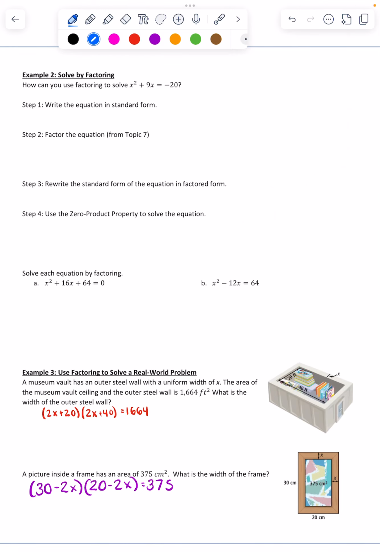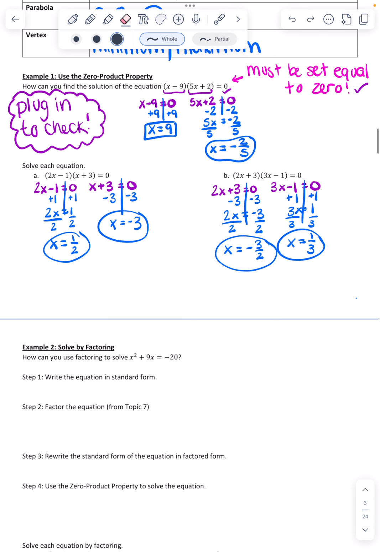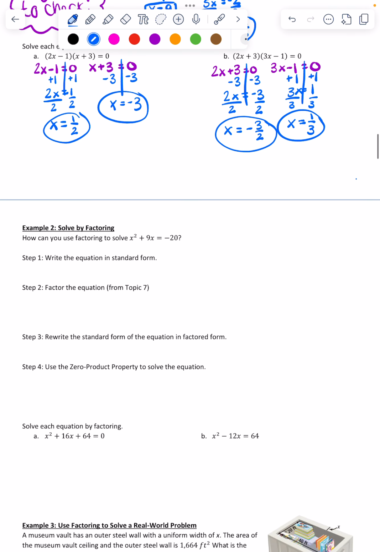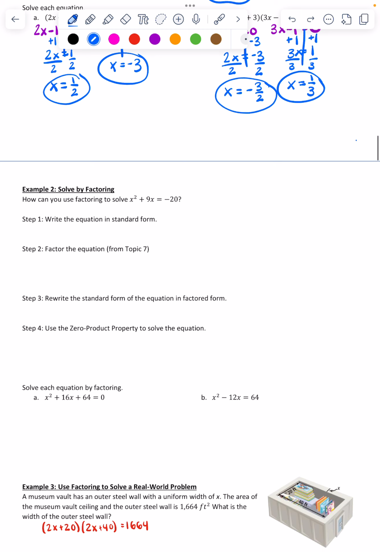All right, in this next example, we run into a bit of an issue. First of all, like example 1, we're not in factored form. Also, we made a note to ourselves that we must always be set equal to 0. And notice how in example 2, we are not set equal to 0. So that right there is going to be step 1.